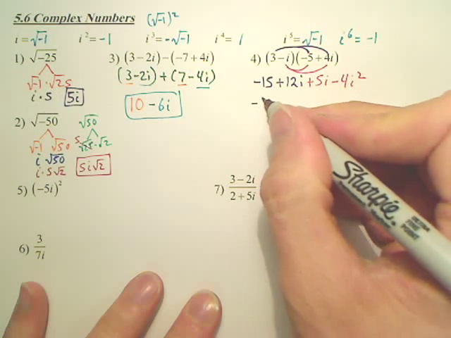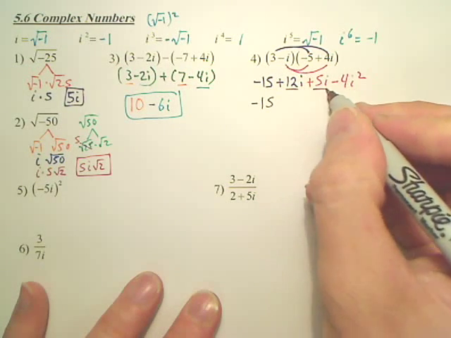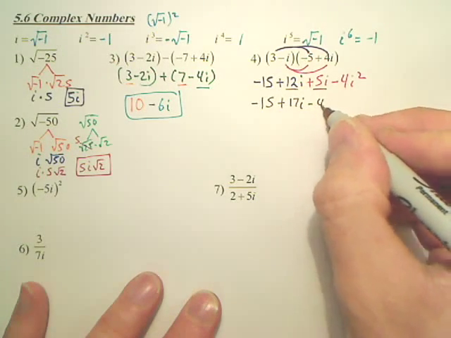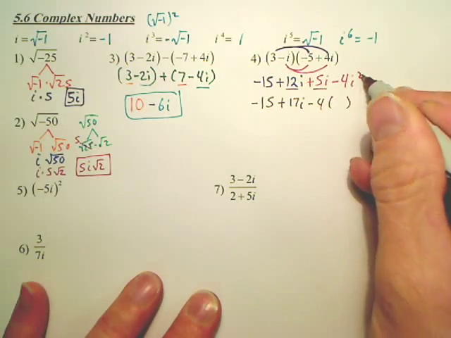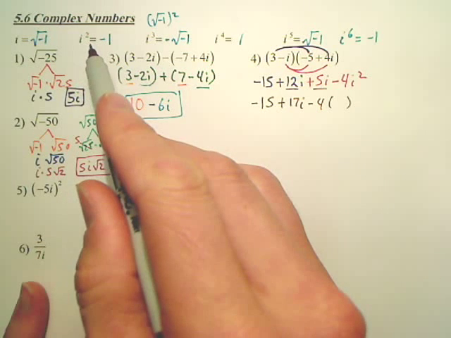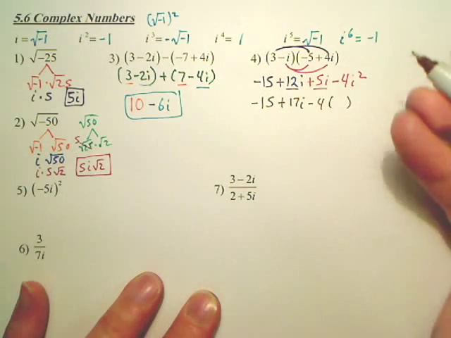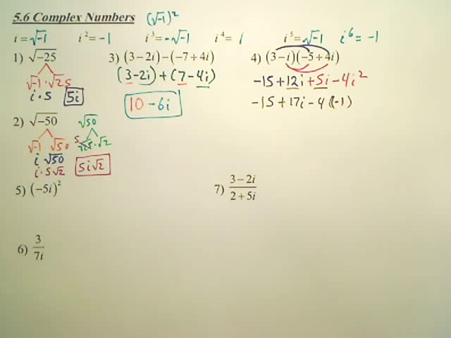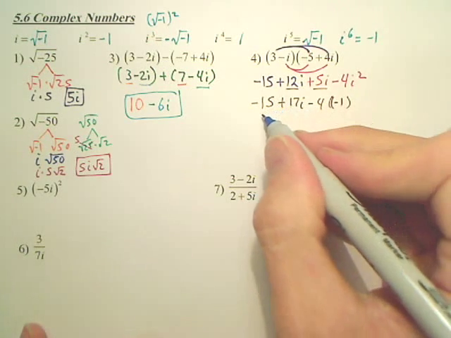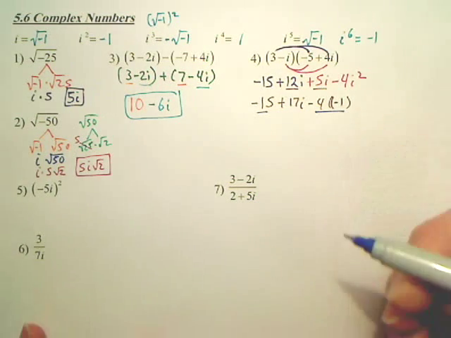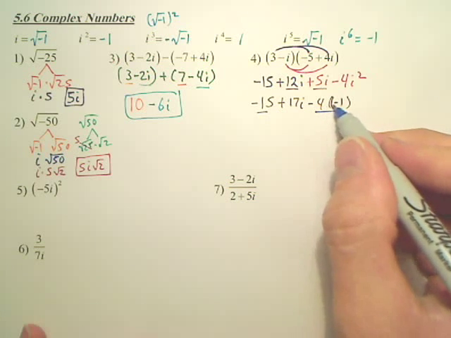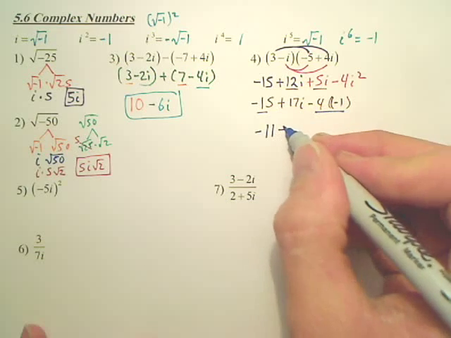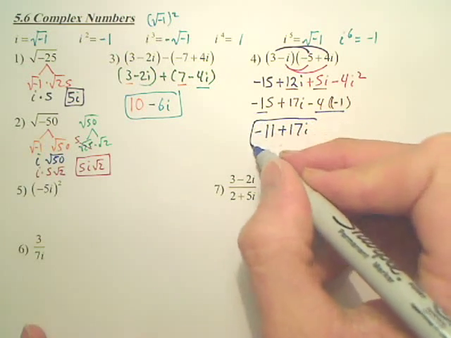When we put that all together, you get -15. These two combine to be 17i minus 4i squared. What's i squared equal? What do we say right here? Does i squared equal -1? So can I replace my i squared with -1? So now can we combine these two? Doesn't that become a positive 4? Positive 4 and -15 is -11 plus 17i.